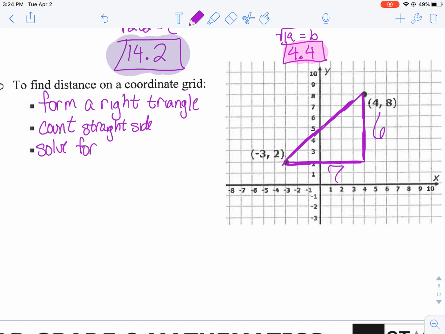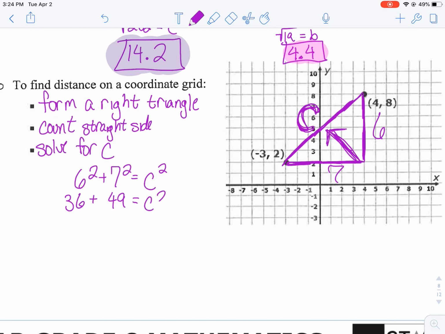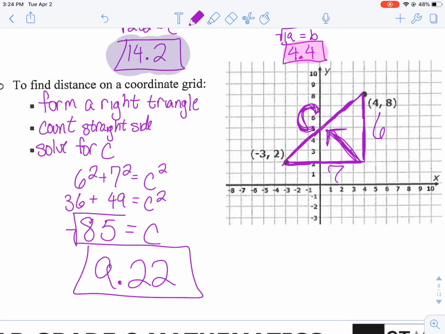And we're going to solve for my C. 6 squared plus 7 squared is C squared. 36 plus 49 is C squared. That gives me 85. And I need to take the square root of that 85. 9.2 or 9.22. We just have to look and see how our answers are rounded.